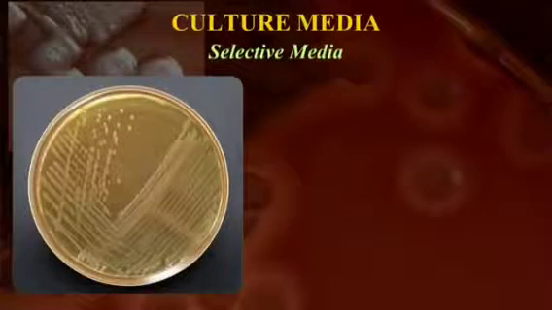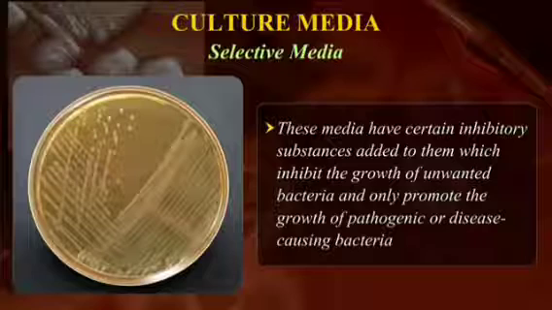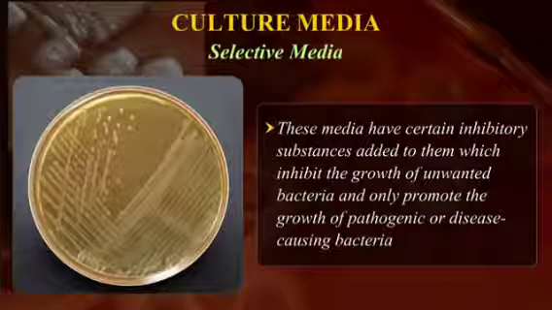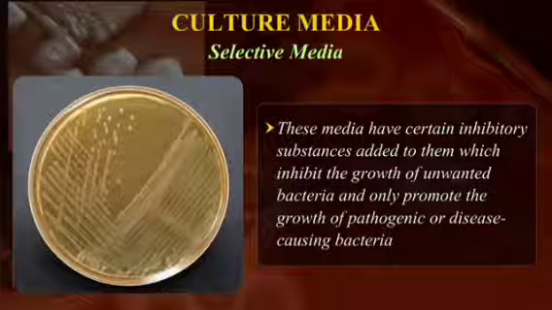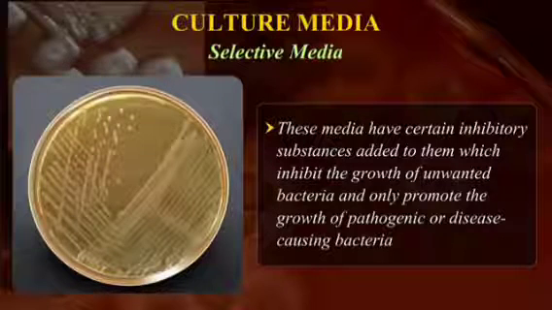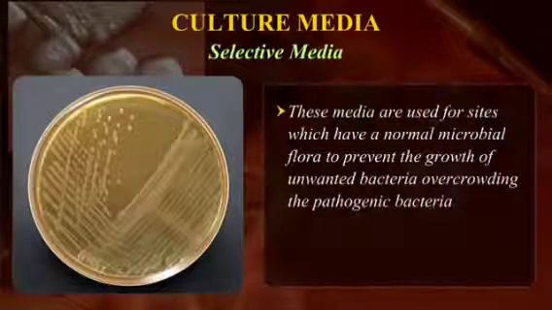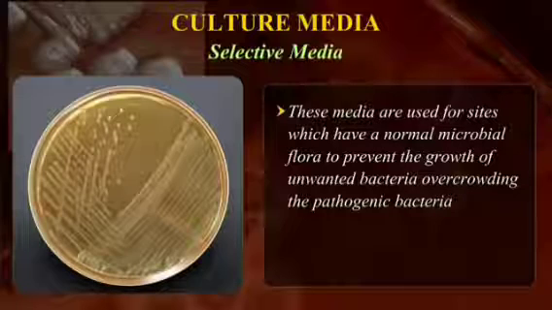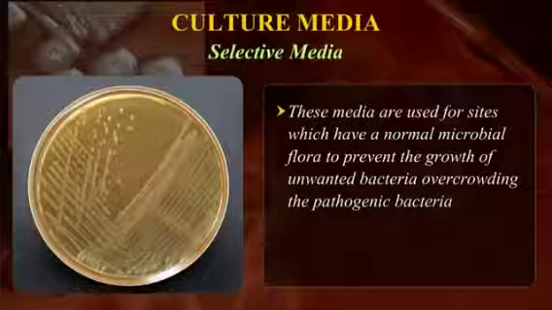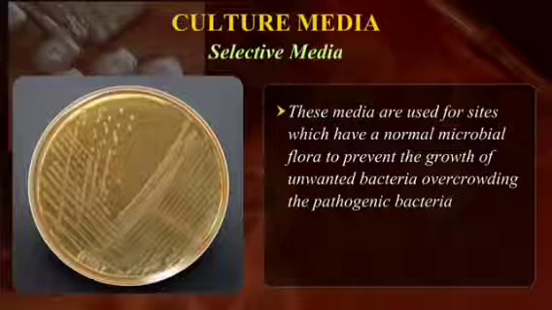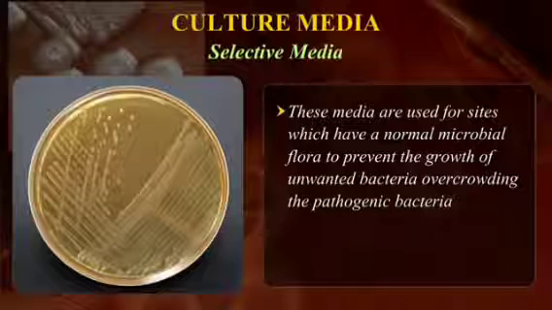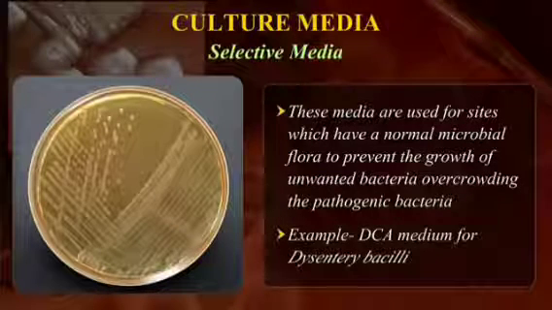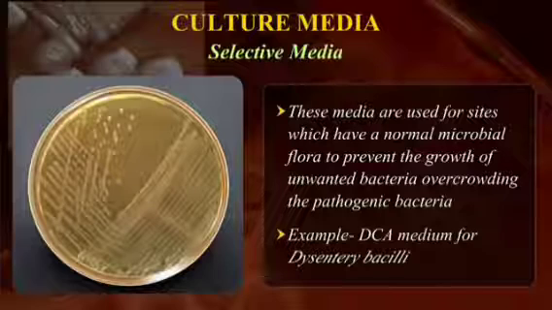Selective media. These media have certain inhibitory substances added to them which inhibit the growth of unwanted bacteria and only promote the growth of pathogenic or disease causing bacteria. These media are used for sites which have a normal microbial flora to prevent the growth of unwanted bacteria overcrowding the pathogenic bacteria. An example is DCA medium for dysentery bacilli.